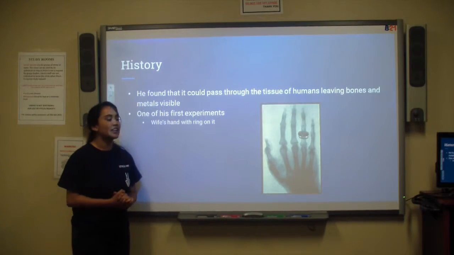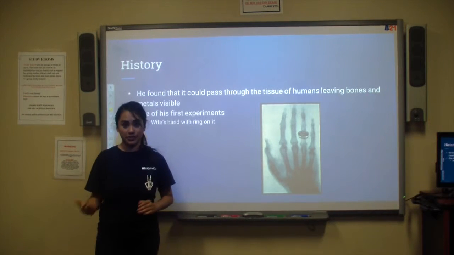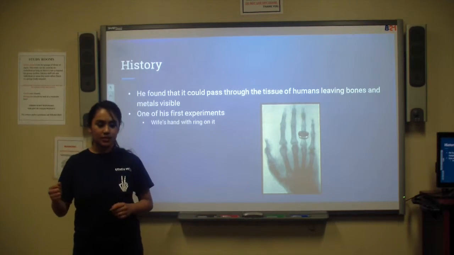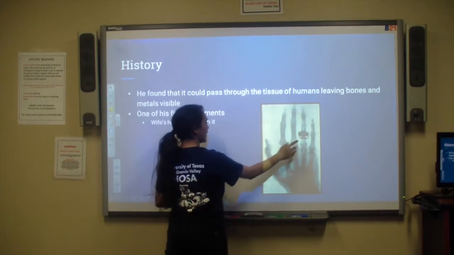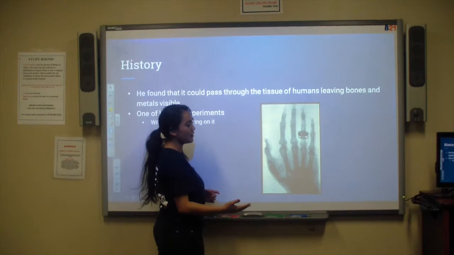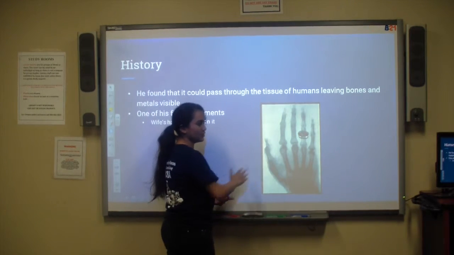So Röntgen found that X-rays could pass through the tissue of humans, leaving bones and metal visible. One of his first experiments was on his wife's hand. As you can see here, you can see her wedding ring and her bones, because both of them are dense enough that the X-rays cast a shadow.